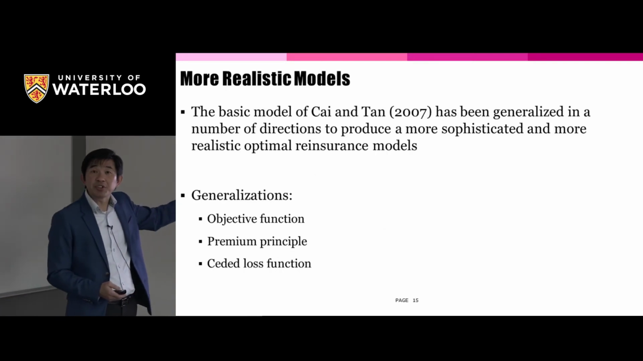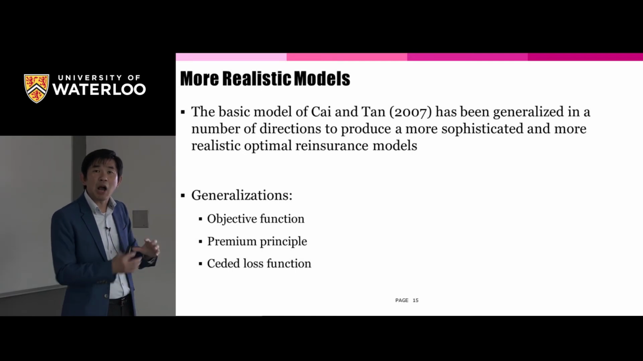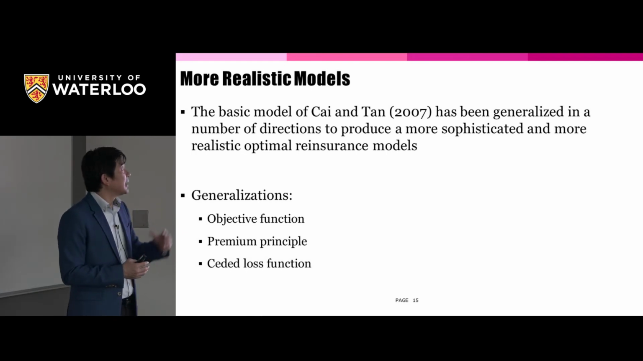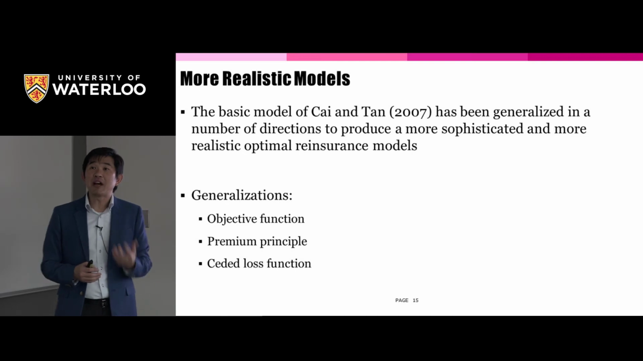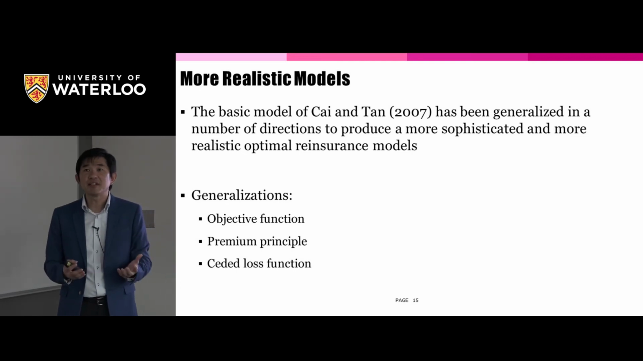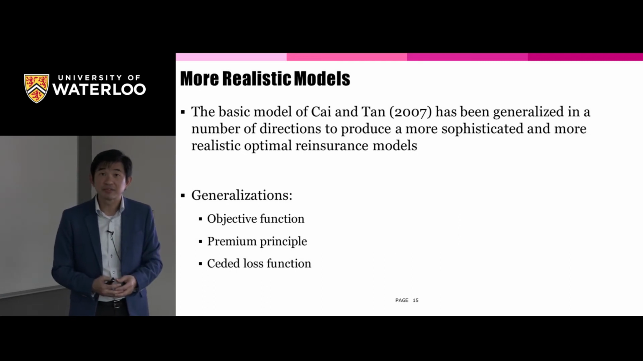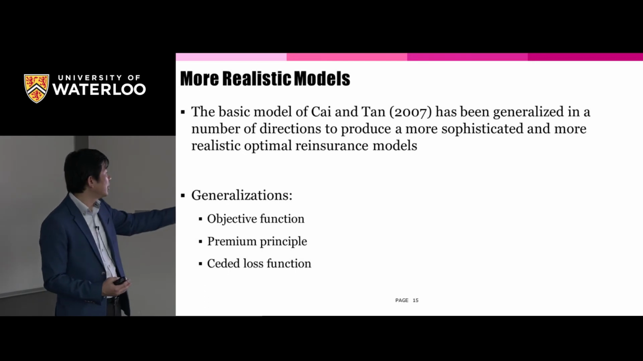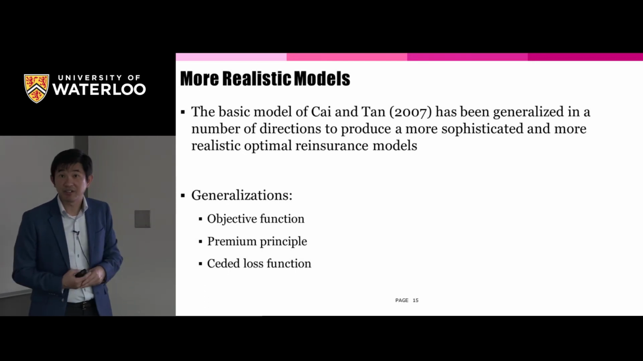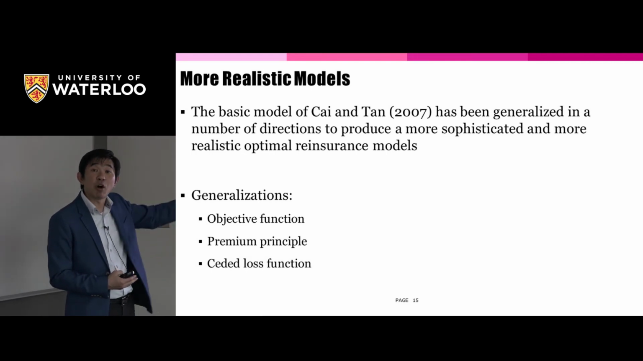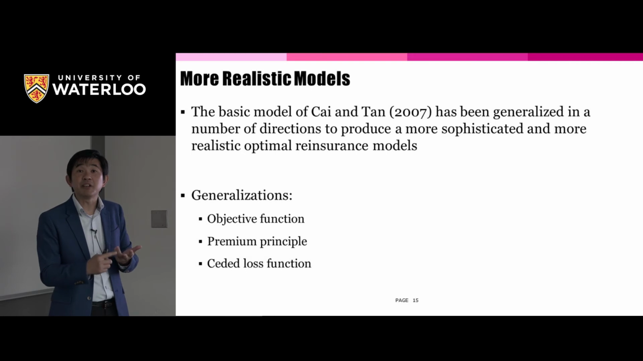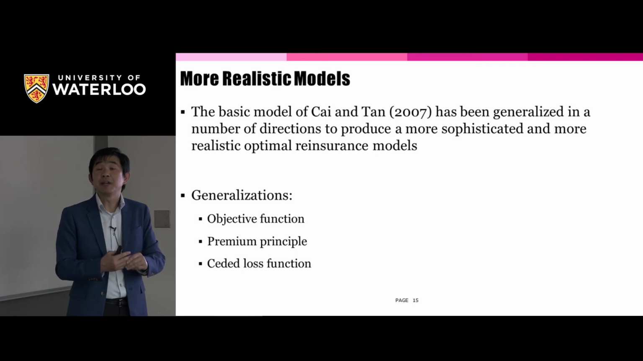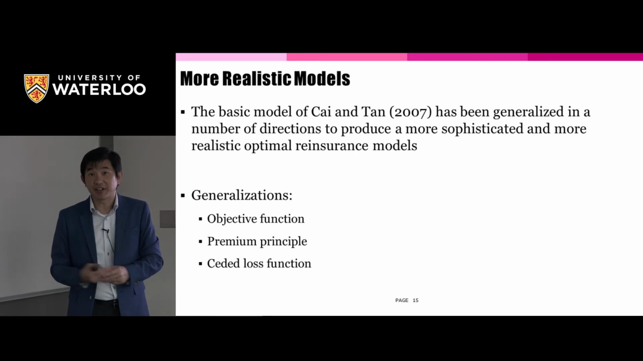This paper was essentially the first paper that talked about how to integrate risk measures into the reinsurance model. But it has been generalized in a number of directions to produce more sophisticated and more realistic optimal reinsurance models. Some of these generalizations are reflected in a more appropriate objective function. Again, recall that in our original paper, we only looked at minimizing VAR or CTE. Here, we can also integrate, for example, how to maximize the risk-adjusted return.